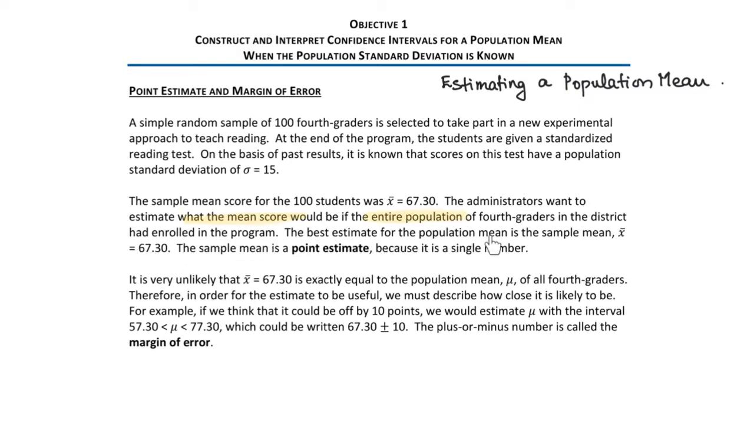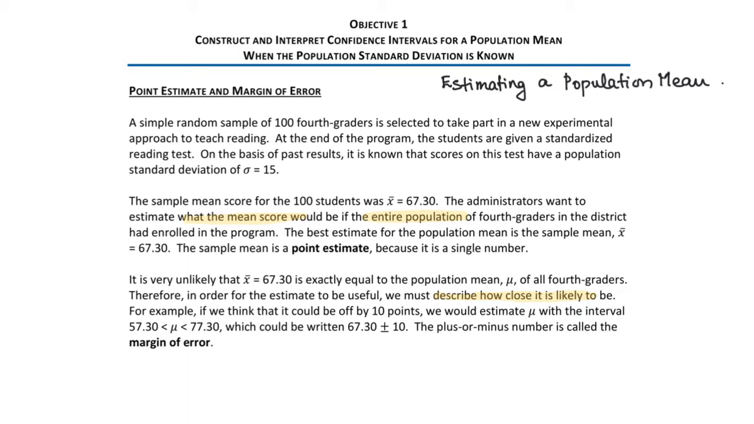The best estimate for the population mean is the sample mean. The sample mean is a point estimate because it's a single number. A point estimate is a single number that is used to estimate the value of an unknown parameter. A parameter is a numerical summary of a population, such as a population mean or a population proportion. It is very unlikely that the sample mean is exactly equal to the population mean of all 4th graders. Therefore, in order for the estimate to be useful, we must decide how close it is likely to be.